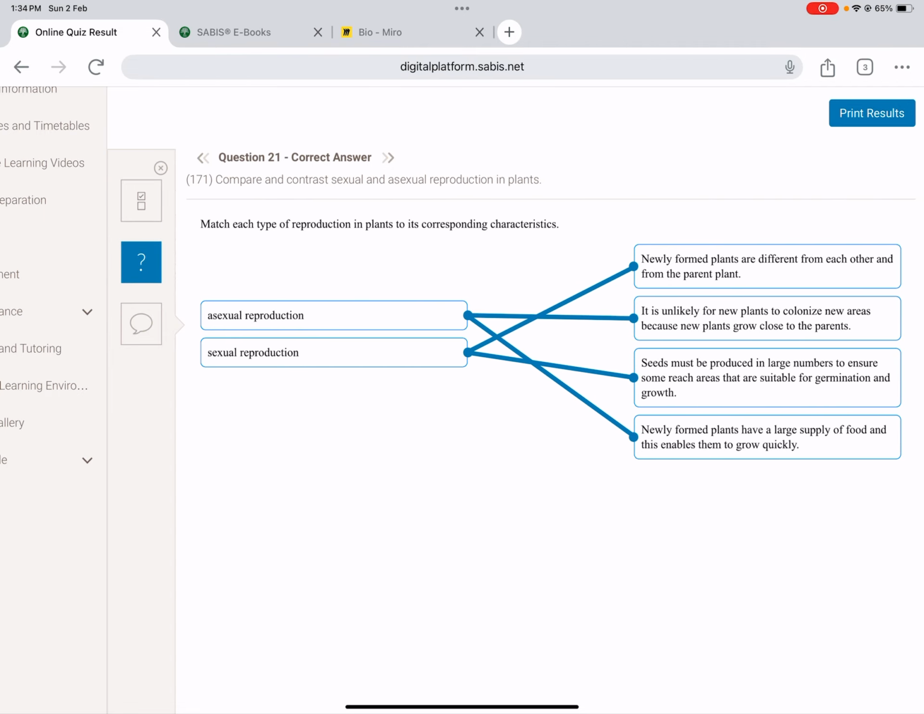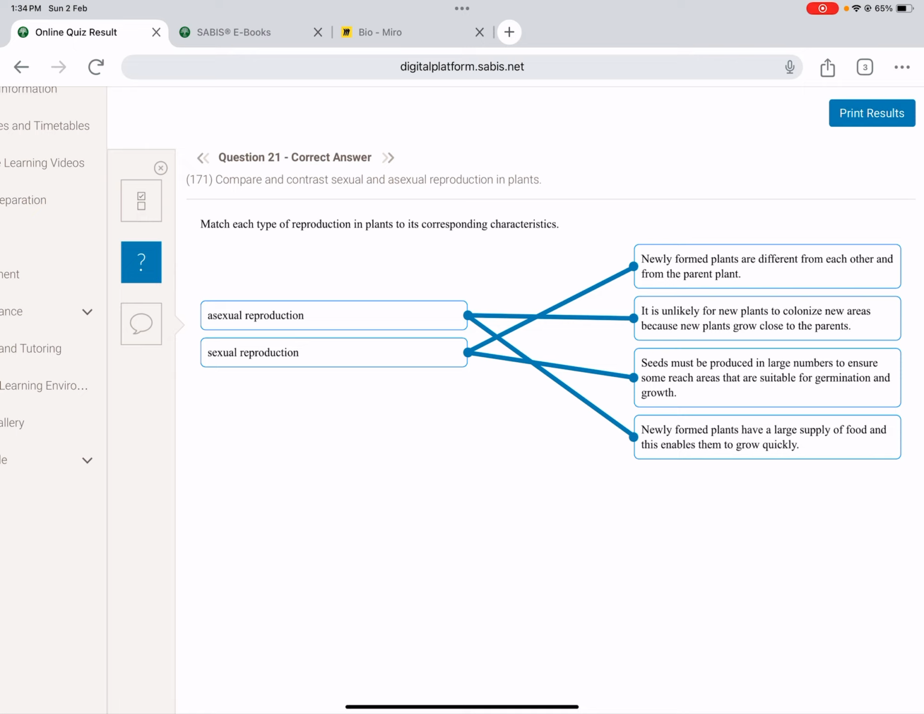Okay. We talked about asexual and sexual. Remember, in asexual reproduction, offspring are going to be genetically identical to the parent, which isn't good because they won't be able to adapt to changing environments. However, in sexual reproduction, they have genetic variation which will help them in occupying a variety of habitats. So let's look. Asexual reproduction, unlikely for new plants to colonize new areas because new plants grow close to the parent. That is true.